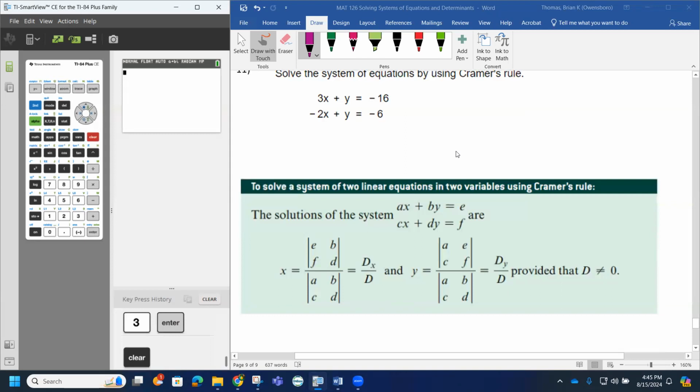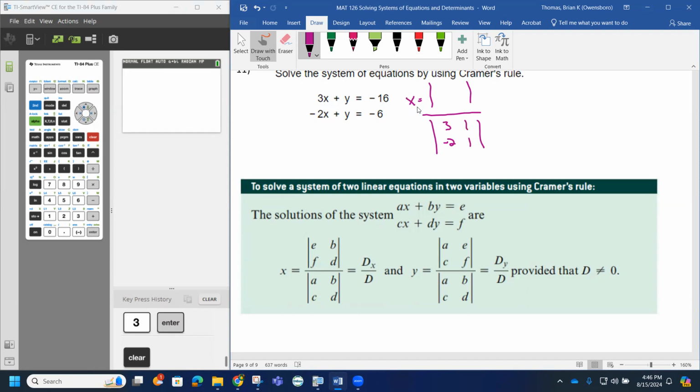So if I want to solve for x in this problem, what we have is two determinants. The bottom determinant is simply the coefficients of the x's and the y's. So the 3, the -2, the 1, and the 1 stay put. The top determinant, since I'm solving for x, the constant column replaces it. So the -16, 6 goes here. The y column remains the same.